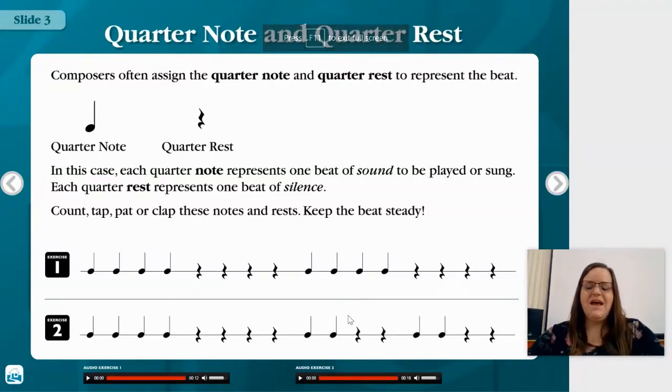Hi, fifth graders. We're going to continue with our rhythm unit. Just a quick review because only one person got this question correct. Our quarter note and our quarter rest both get one beat.